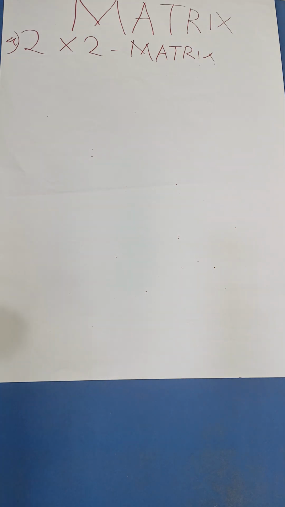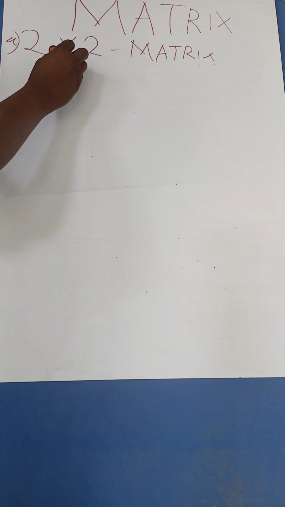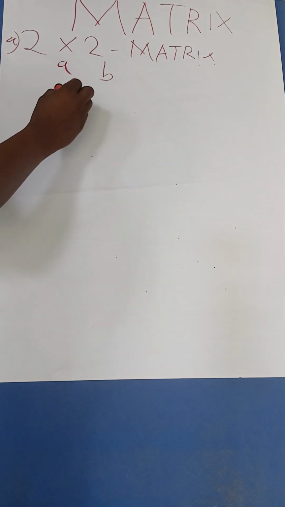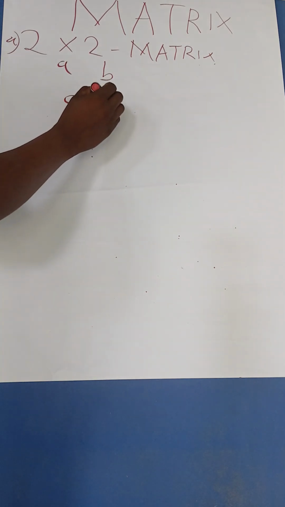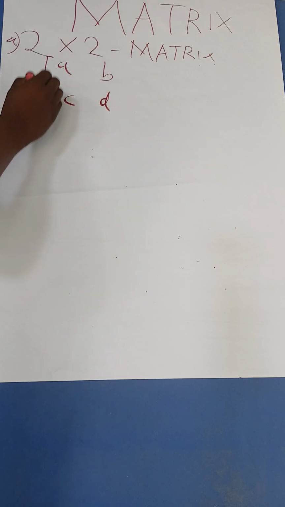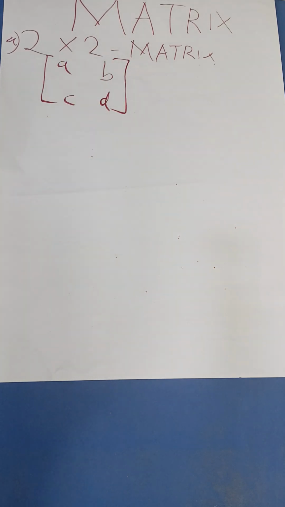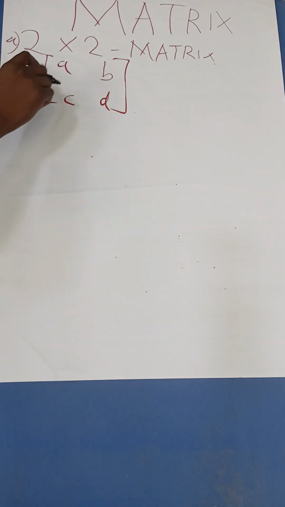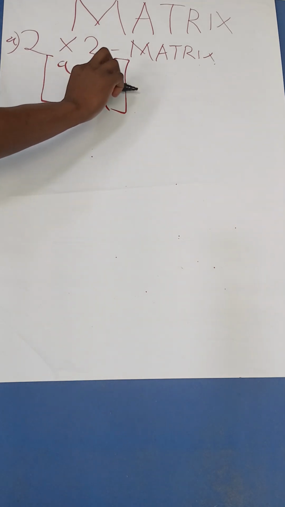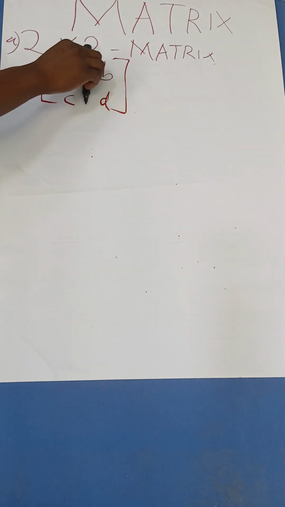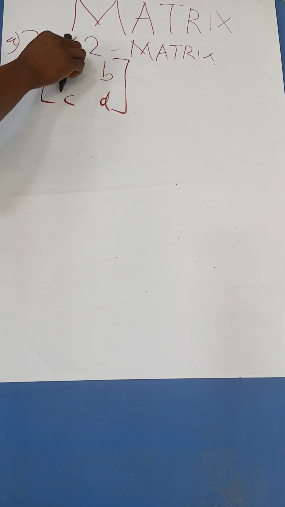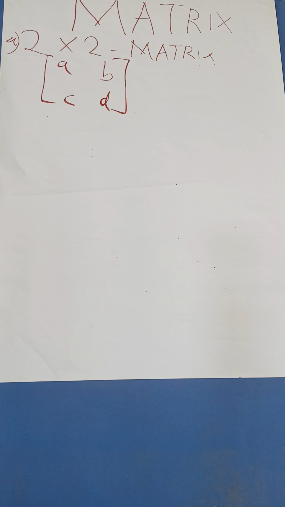Good. Now, learners, you'll agree with me that when we say 2x2 matrix, we simply mean our matrix has got 2 rows and 2 columns. Now, you see here, when I say a row, AB stands for the row, CD stands for the other row. Then we have the columns, it has also 2 columns, AC and BD. So those are the columns.